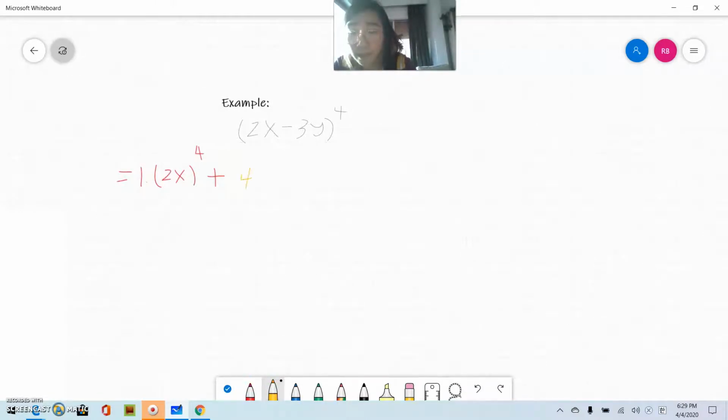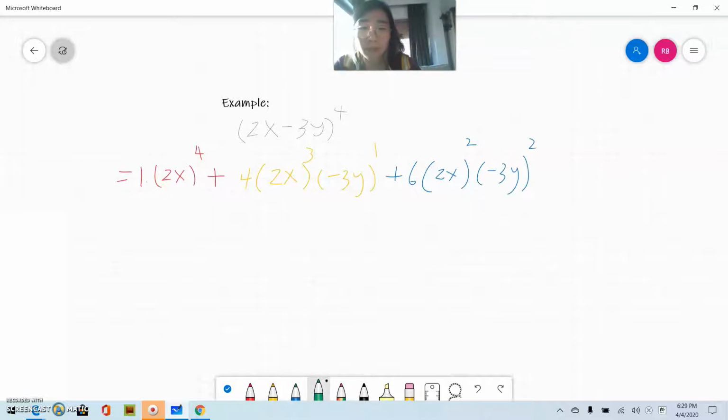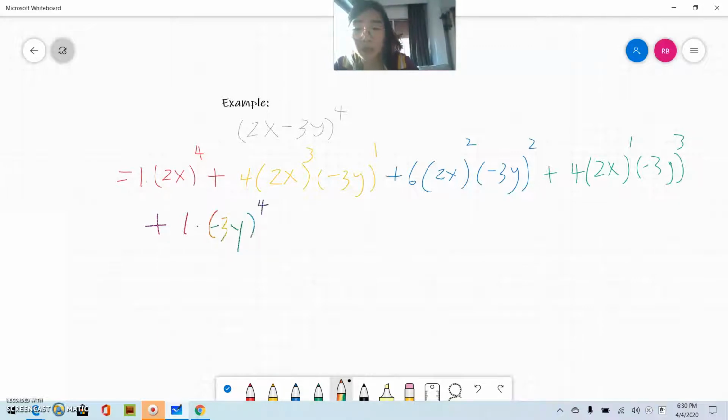4 times 2x cubed times minus 3y to the 1 power, plus 6 times 2x squared times minus 3y squared, plus 4 times 2x to the 1 times minus 3y cubed, and then lastly it's plus 1 times minus 3y to the 4th power. Again, I will let you do the calculation on the calculator, but what I want you to notice is the sign.